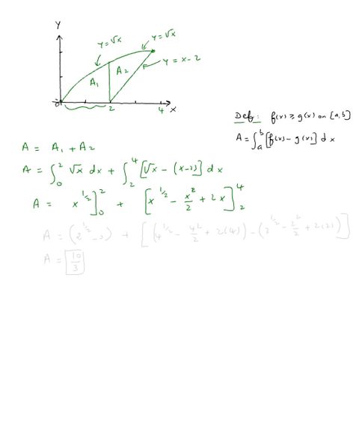And if you plug everything in, this is going to be 2 to the 1/2 minus 0, right? We don't need a 0 plus. And plug in the 4: 4 to the 1/2 minus 4 squared over 2 plus 2 times 4. All of this minus, plug in the 2: 2 to the 1/2 minus 2 squared over 2 plus 2 times 2. And if you use your calculator, you're going to get the same thing, which is 10 over 3.